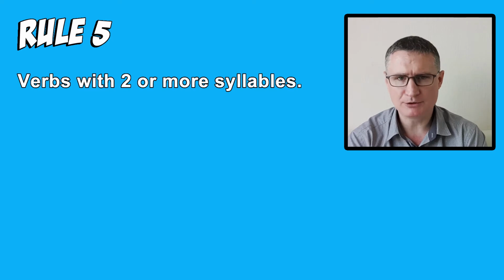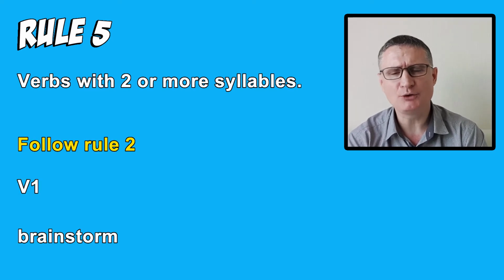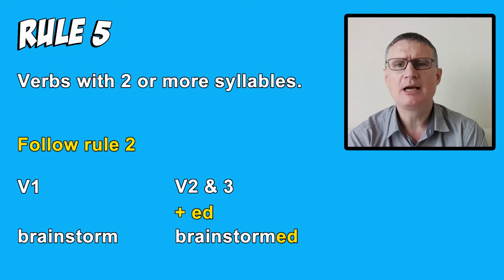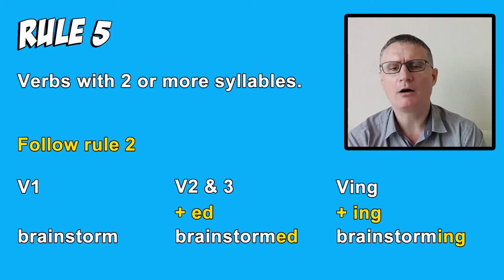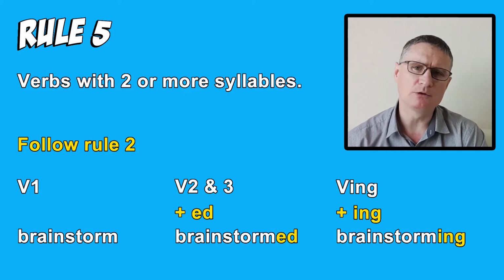Okay. Rule 5 says that for verbs that have more than two syllables, I simply have to follow rule number 2. For example, brainstorm. Brainstorm, as you can hear, has two syllables. All I do is add the ed or the ing. So it comes out as B-R-A-I-N-S-T-O-R-M-E-D or B-R-A-I-N-S-T-O-R-M-I-N-G, brainstorming. Okay, that is rule number 5.